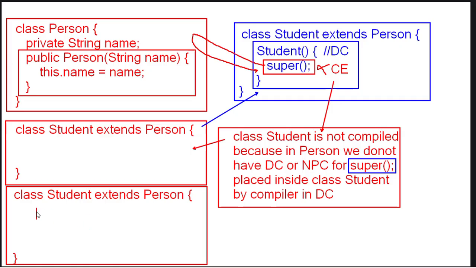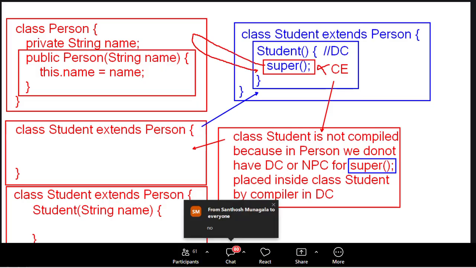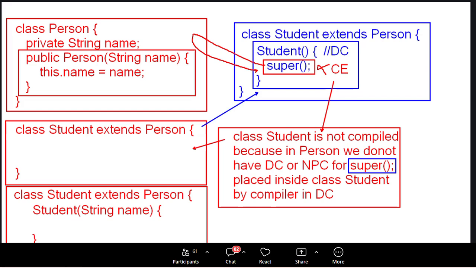Next, I'm writing one more. Definitely you will give a wrong answer. Student of String name. Now compiler. Does it compile? Online students, compile, right? Parameter String, parameter String. String matched. Parameter matched. What do you have to see?